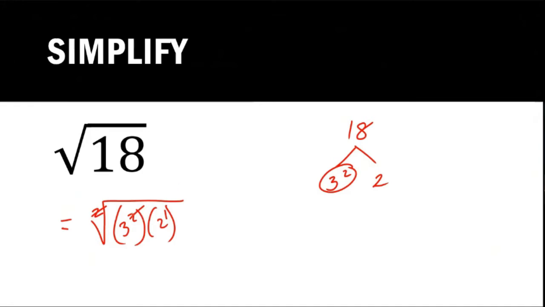So magiging 1 lang siya. So what will happen is just 3 will go out of the radical. So this will be 3 square root of, since 2 did not have any power that is equal to the index, you will just have the square root of 2. So the simplest form of square root of 18 is 3 square root of 2. Okay.